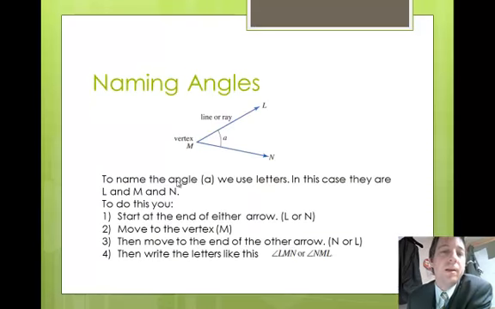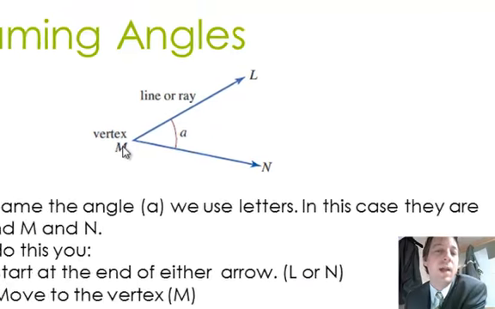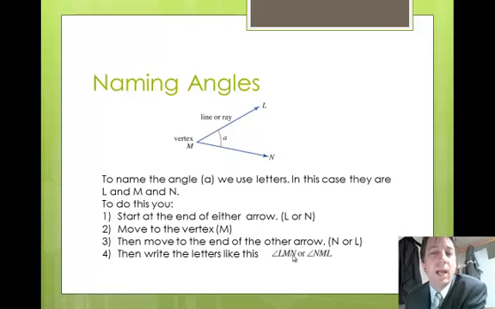Okay. Naming angles. To name an angle, this angle A, we use letters. And the letters here are L, M, N. To name your angle, you need to start at either end of the arrow, so either N or M, then move to the vertex, and then back along the other arrow to the end. So you've got L, M, N down here, or if you go the other way, N, M, L. Naming angles. Okay? Moving on.